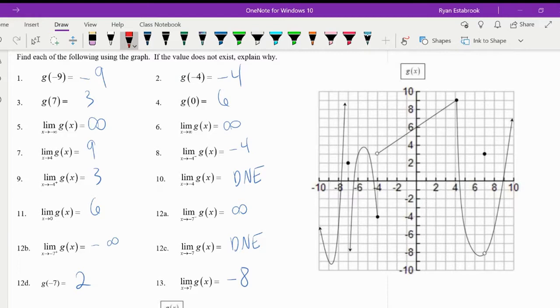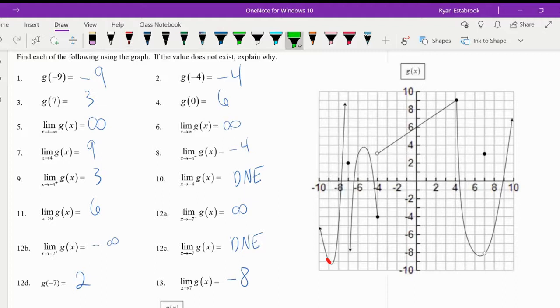All right, so let's go over the answers to this final example. We have the graph of g of x here, and the first question is what is g of negative 9? So we'll look on the function. As the function is approaching an x value of negative 9, the y value is negative 9, so there's number one. Number two, g of negative 4, so we'll look on the graph.